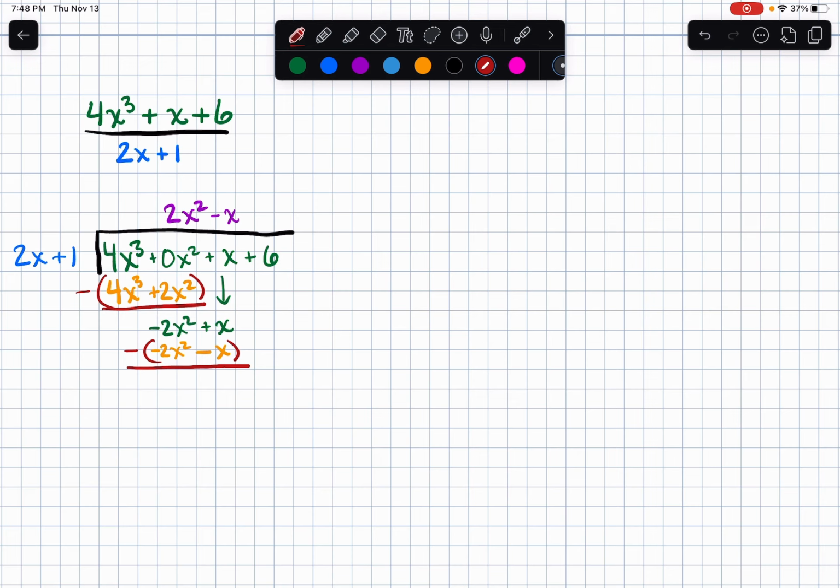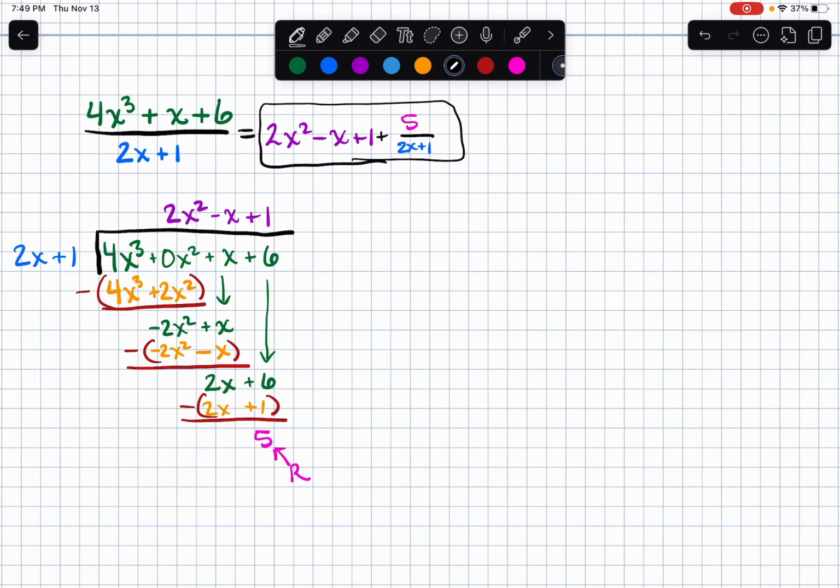Negative 2x squared minus negative 2x squared gives me 0. x minus negative x gives me 2x. It's like 1 minus negative 1, so 1 plus 1 gives me 2. Going to bring down my plus 6. 2x divided by 2x is 1. 1 times 2x plus 1 is 2x plus 1. I'm going to subtract to see how much I have left. 6 minus 1 leaves me with a remainder of 5, which means that 4x cubed plus x plus 6, all divided by 2x plus 1, gives me a quotient of 2x squared minus x plus 1, and a remainder of 5. My remainder of 5 I put over 2x plus 1. So there is my result expressed as a quotient plus a remainder over divisor.